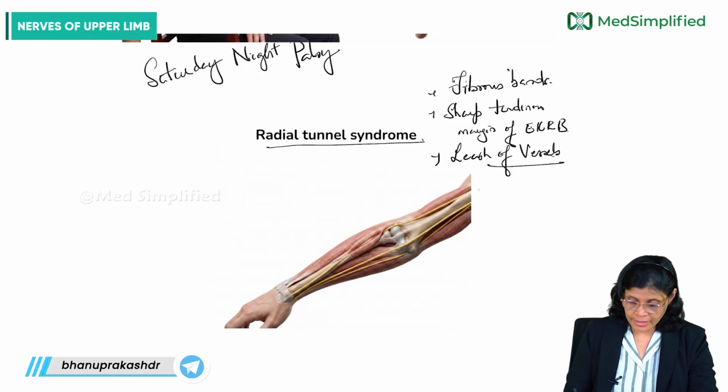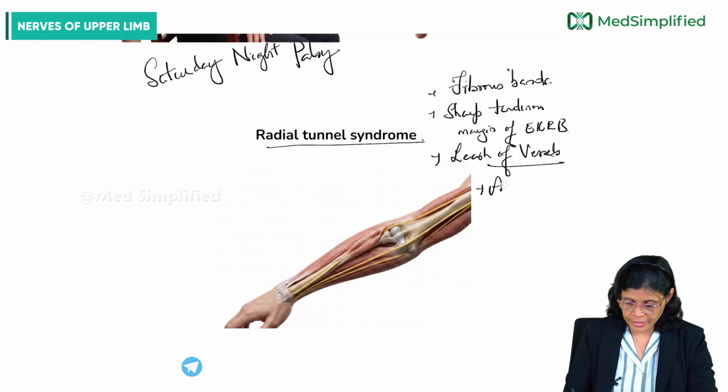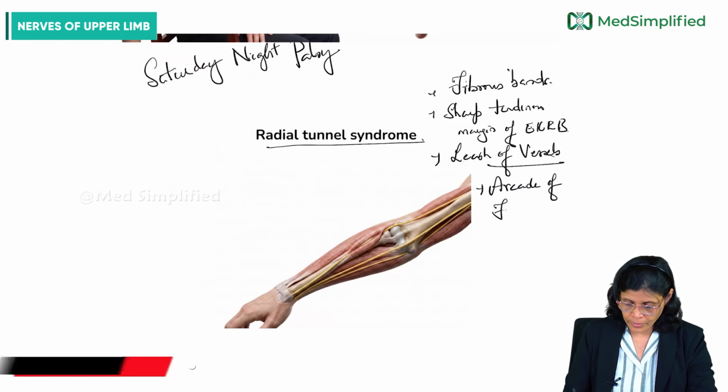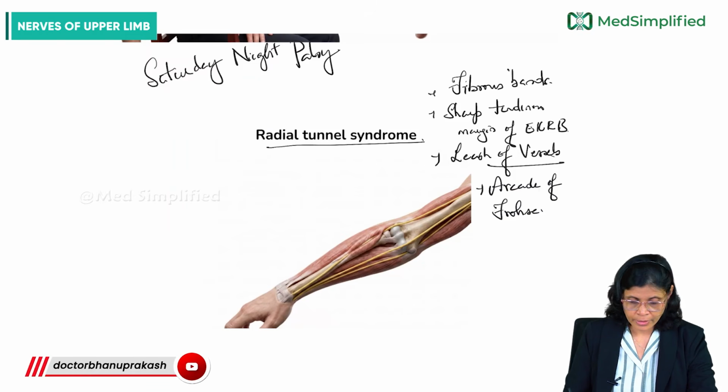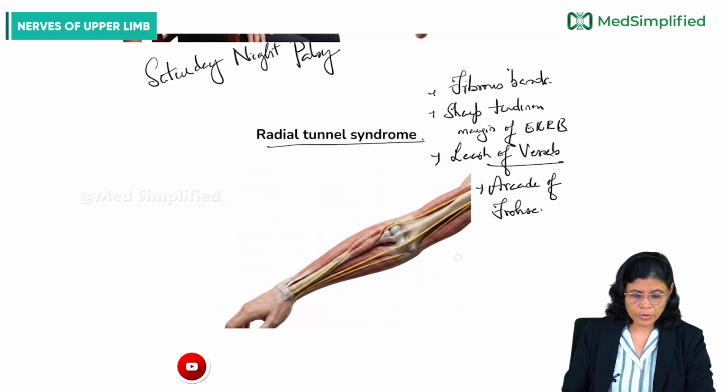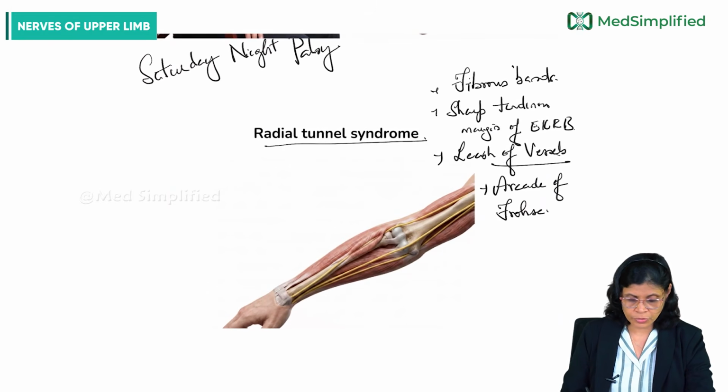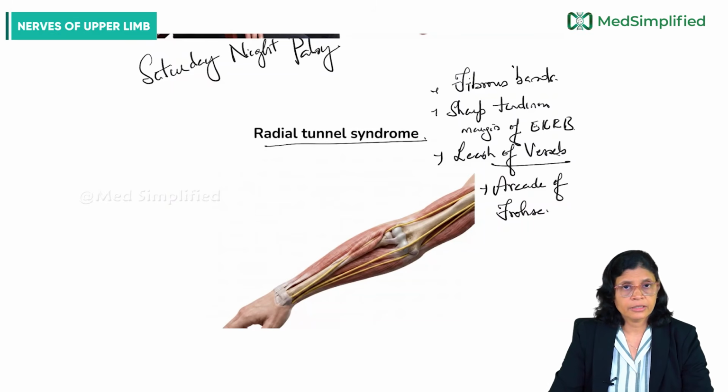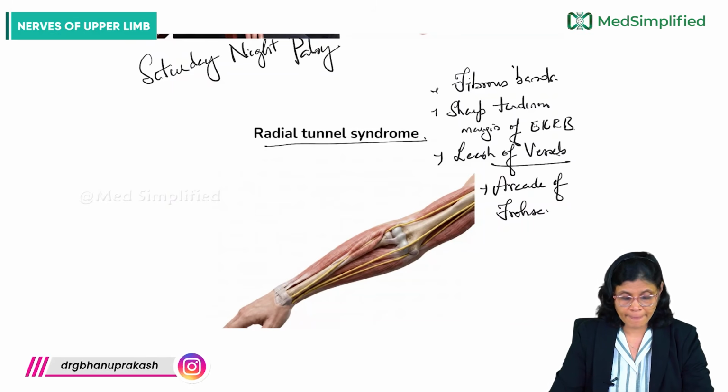And other thing is the arcade of Frosse. When it passes through that arcade of Frosse, okay, so this arcade of Frosse we see here, it's a fibroaponeurotic proximal edge of the superficial part of the supinator muscle, okay.